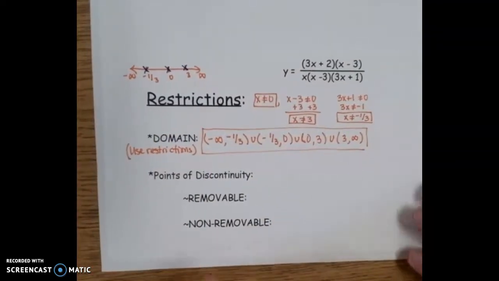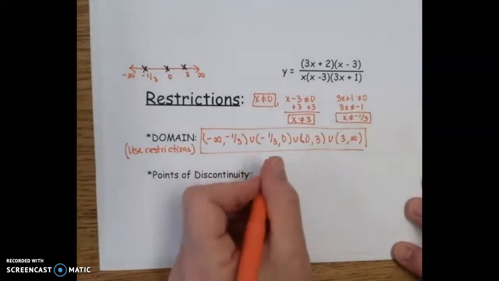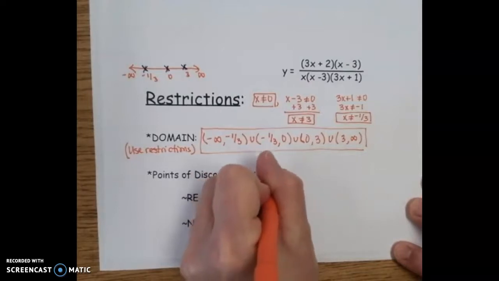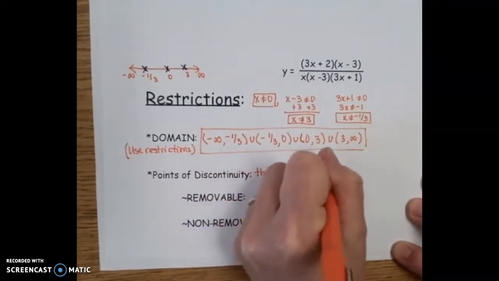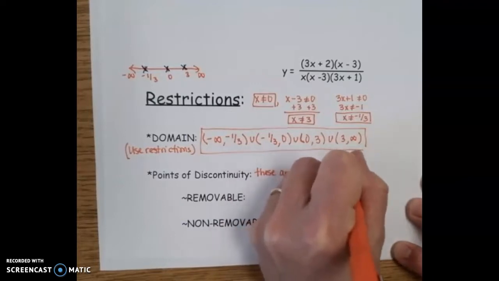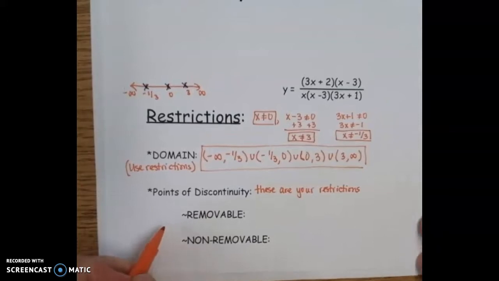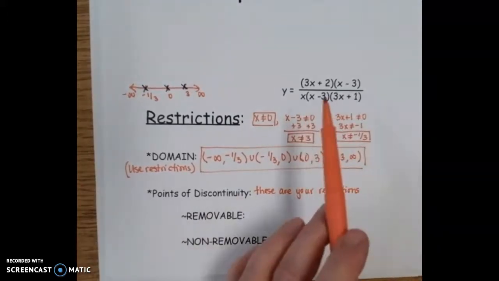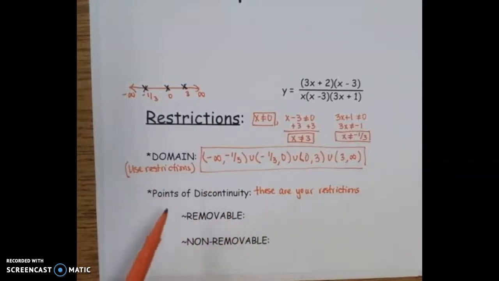So now let's talk about points of discontinuity. So these are your restrictions. So points of discontinuity would be where there's a break in your graph. And we haven't graphed this yet, and I don't want you to yet. I want you to learn about all the points of discontinuity, the restrictions, the domain, and then we'll start looking at graphs a little bit later.